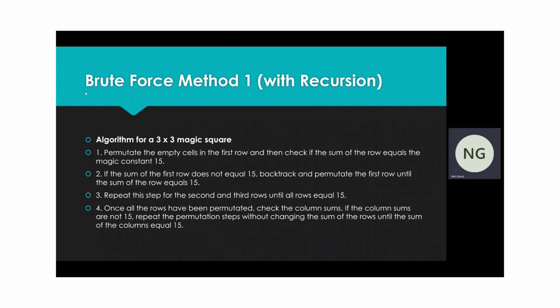Once all the rows have been permutated and the row sums have been checked, the algorithm then checks the column sums. If the column sums do not equal 15, the magic constant, the permutation steps are repeated without changing the sum of the rows until the sum of the columns equal the magic constant. This way, we then have a magic square with all the row sums and column sums equaling the magic constant.